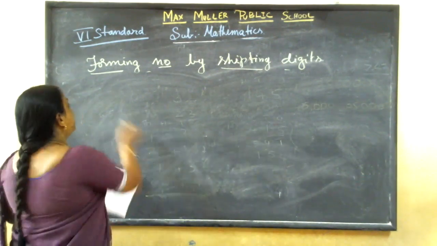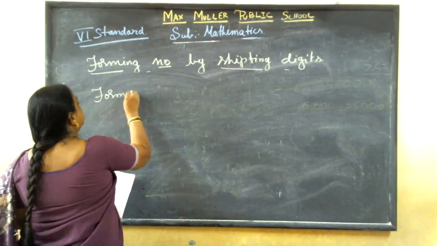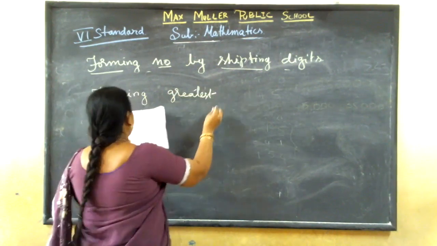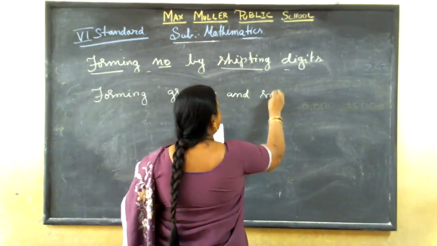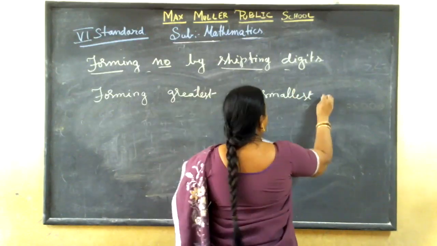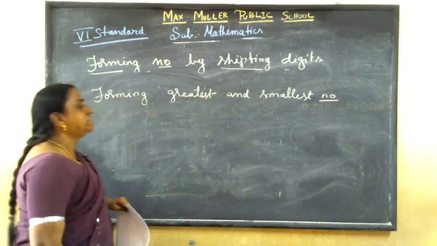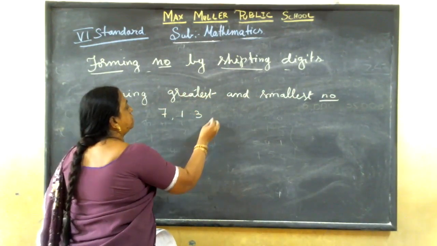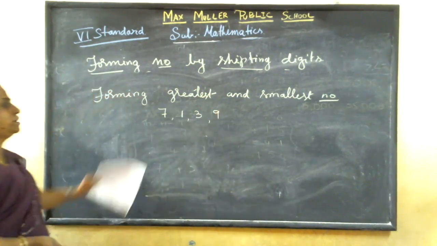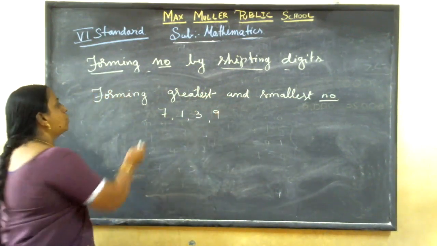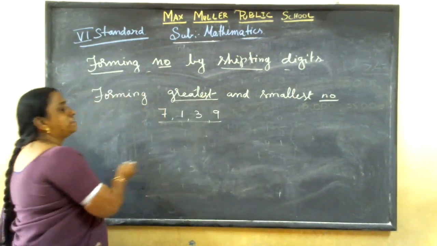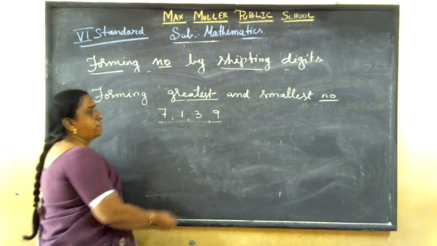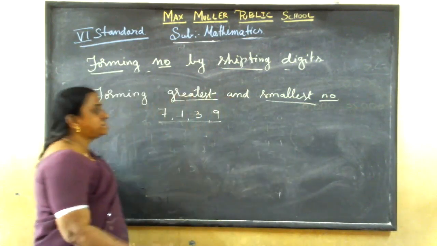Now, next topic is forming greatest and smallest number. For example, if they give the question 7, 1, 3, 9, form the greatest 4-digit number. So for the greatest number, how should you form it? Just arrange in descending order, and you will get the greatest number. For the smallest number, if you arrange in ascending order, you will get it.